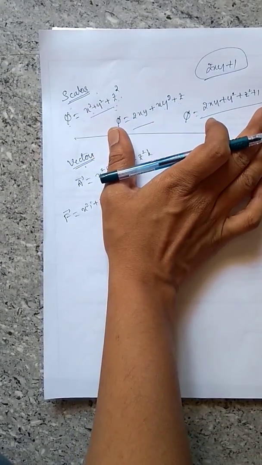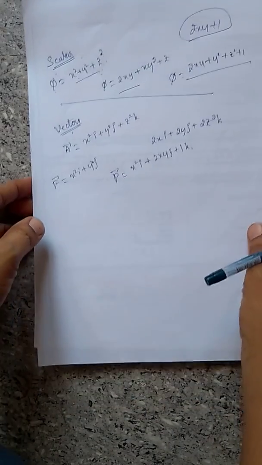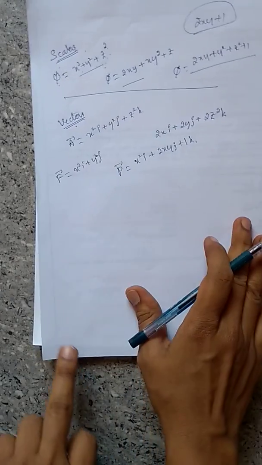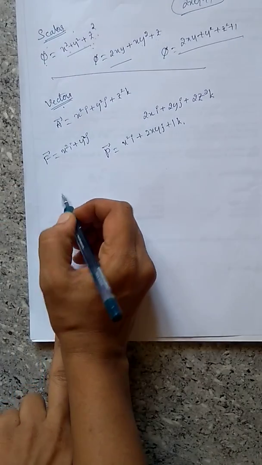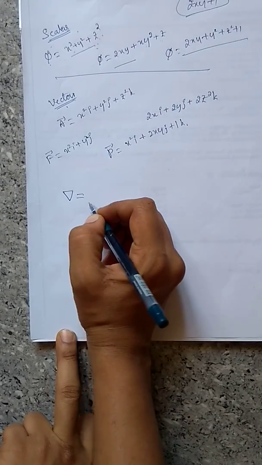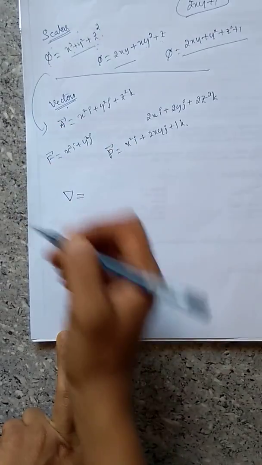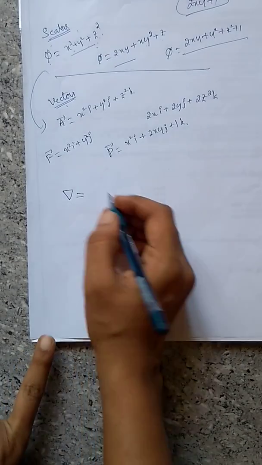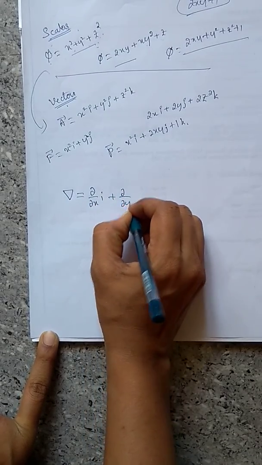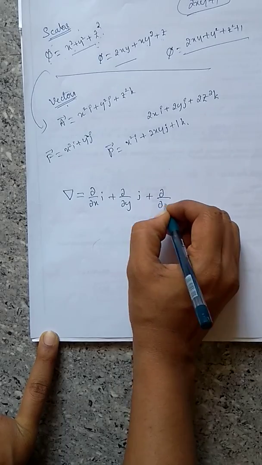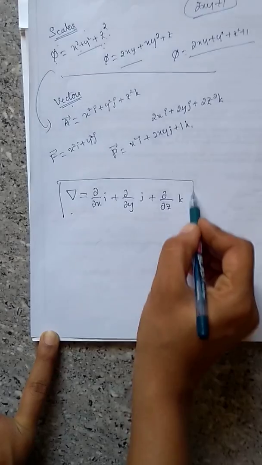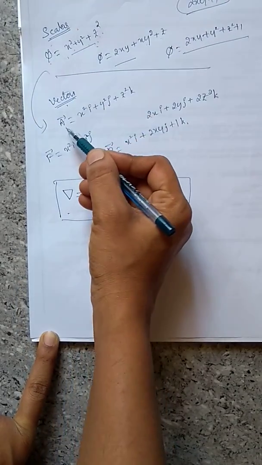Okay, the i, j, k terms. The important concept here is that we can convert a scalar to a vector using a vector differential operator. Del is the vector differential operator. It is defined as dou by dou x into i plus dou by dou y into j plus dou by dou z into k. Using this operator, we can convert a scalar to vector form.